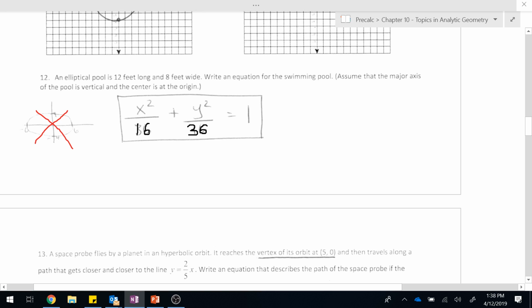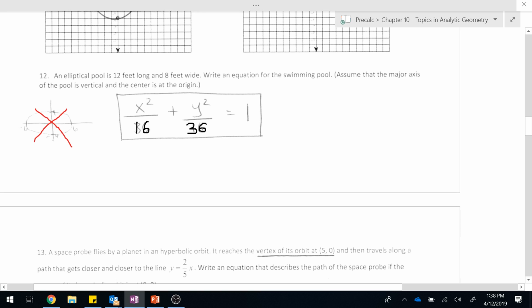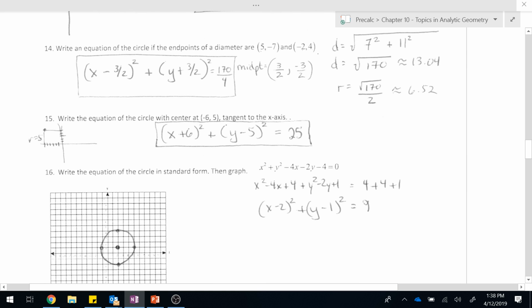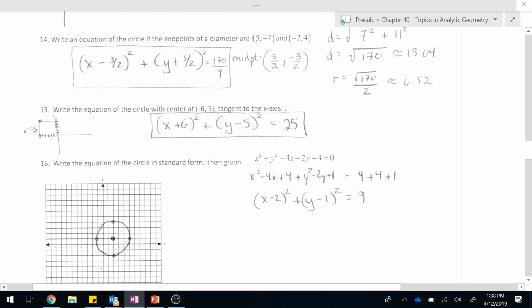That's great. That's amazing. So you've got an elliptical pool here, 12 feet long, 8 feet wide. Consider the longer thing to be your vertical. And so you'll end up with x squared over 16 plus y squared over 36 equals 1. Skip ahead to 14. We'll save the space probe for the weekend homework.